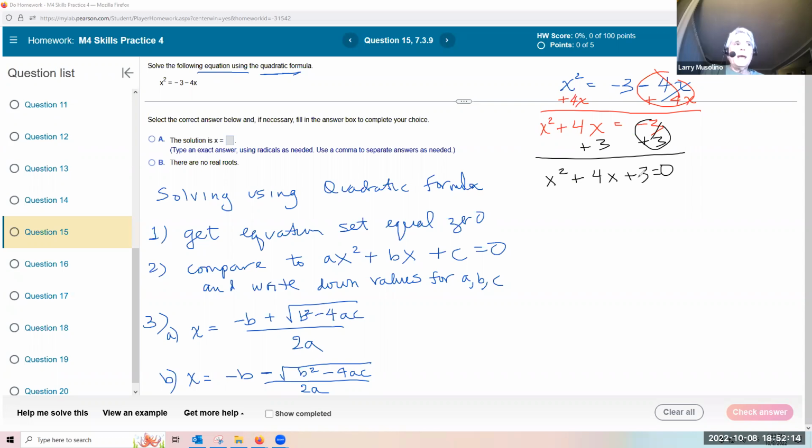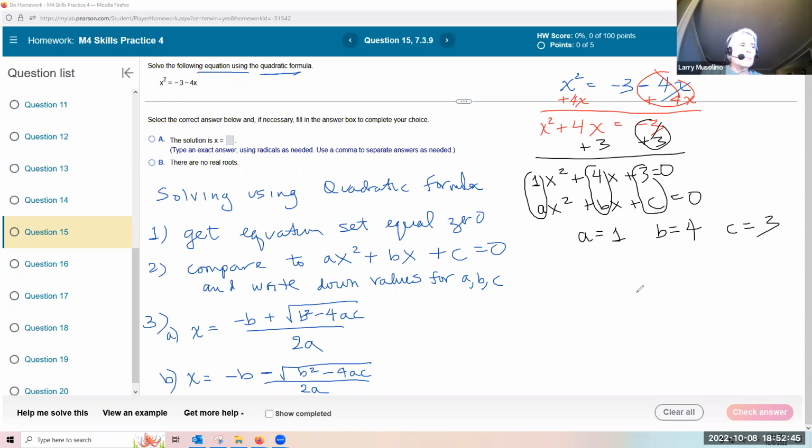All right, well, let me go ahead and compare this to ax squared plus bx plus c equals 0. Well, the number sitting in front of x squared here is a 1. So I'm going to write down that a equals 1. Our b number is the number sitting in front of x. Our b number is a 4. And our c number is the constant over here, c equals 3.